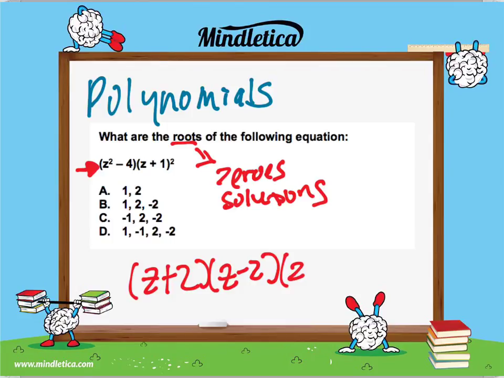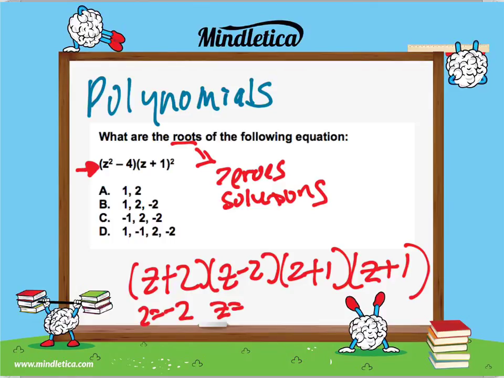And z plus 1 squared is z plus 1 times z plus 1, right? So the zeros are going to be z is negative 2, z is positive 2, and z is negative 1, right? Because these are both going to be negative 1. So negative 2, positive 2, and negative 1. That would be answer choice C, right?